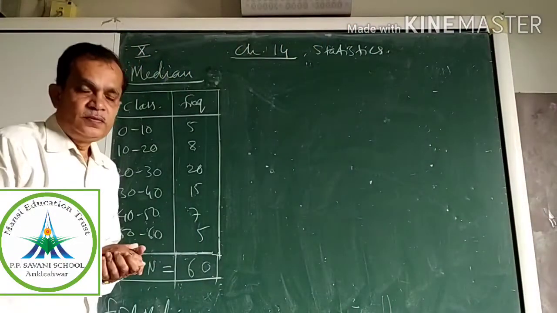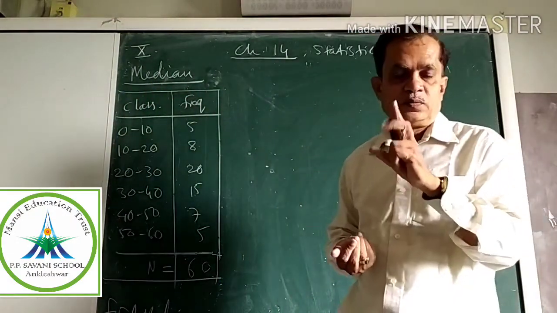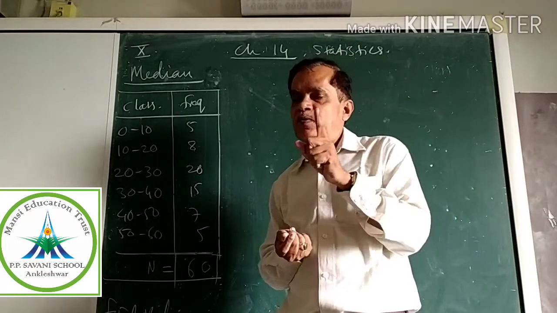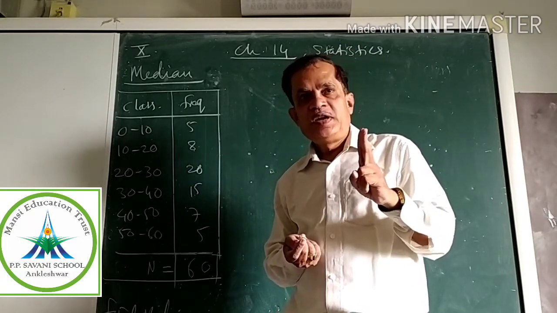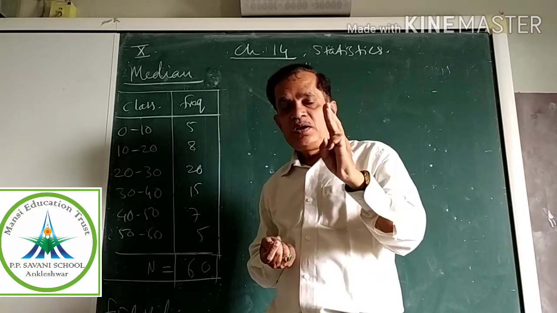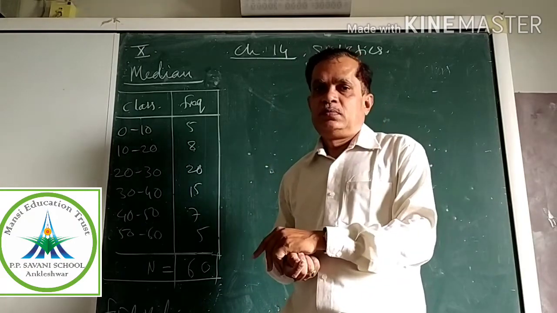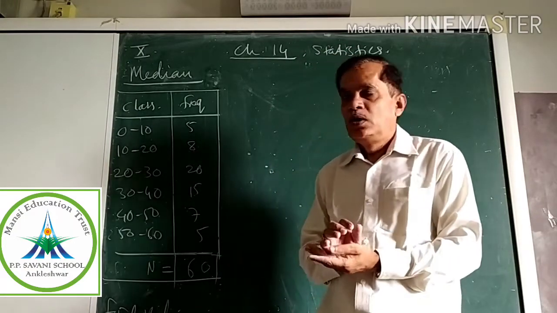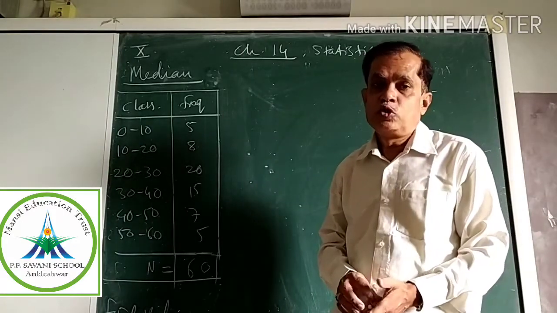Welcome class 10. In the previous video we discussed finding the mode for three types of data. Number 1, when direct classes are given. Number 2, when data is given in the form of below or less than. Number 3, when data is given in the form of more than. Now we'll talk about the median for grouped data.